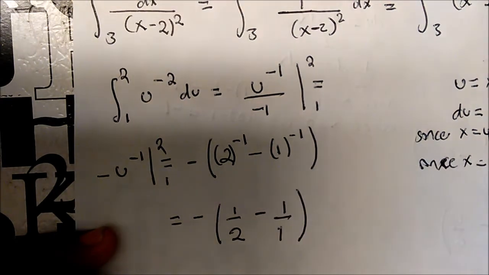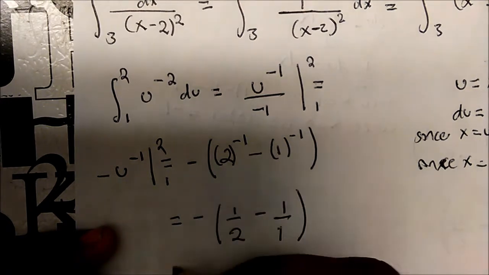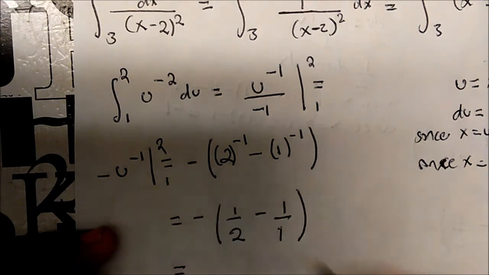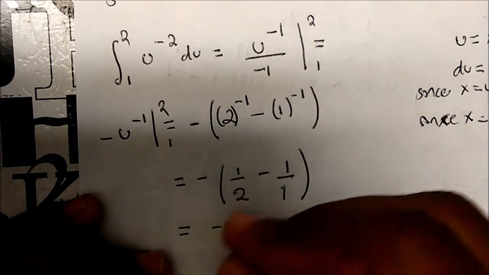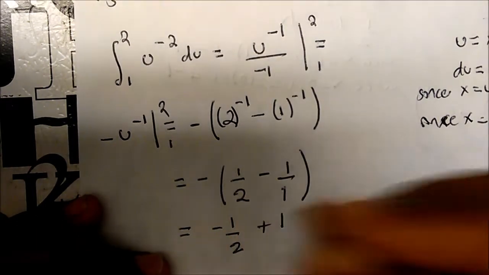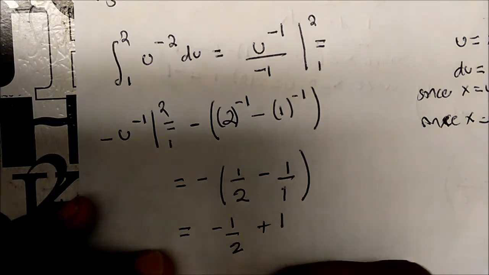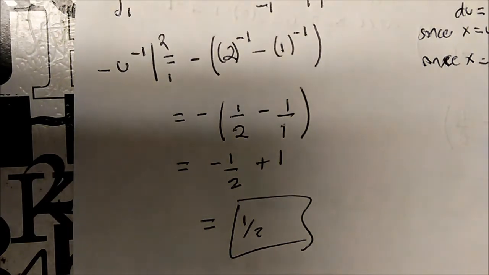Now we might find a common denominator, or not yet, we can distribute this negative first. So this is just negative 1/2 plus 1, and you could imagine negative 1/2 plus 1 is just 1/2. So this will be your integration value.